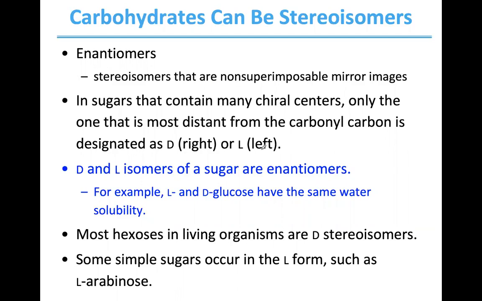Remember that enantiomers have the same physical properties, right? So the D and L isomers of a sugar such as glucose, L-glucose and D-glucose, will have the same water solubility, the same melting point, the same sublimation point. Will they have the same color? No. That's a tough one. Why not? Because isn't color based on conjugation? Right, but there's no conjugation, so the color of glucose is white. It doesn't have a specific color to it.